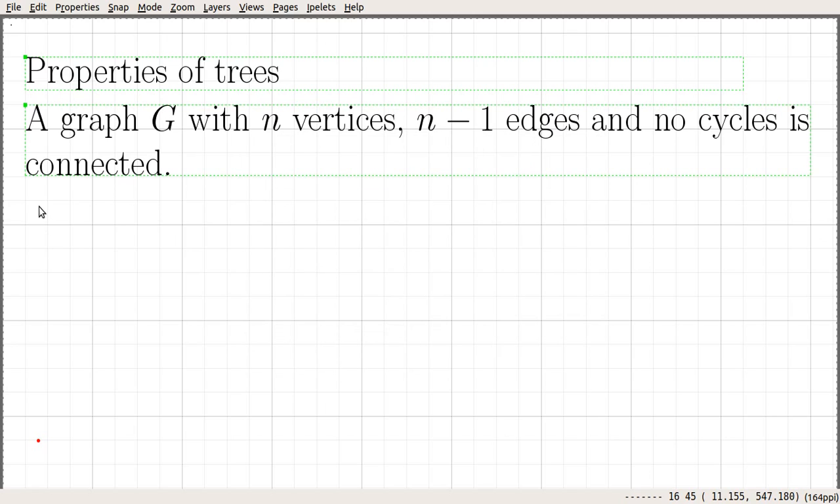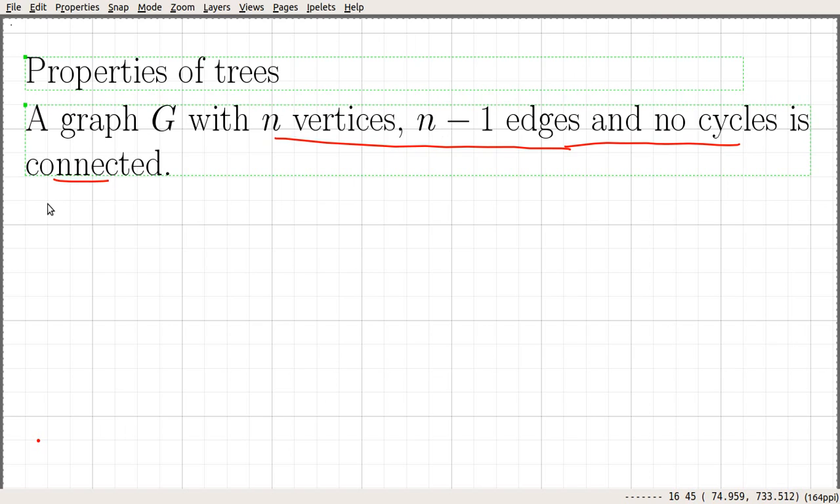Okay, so we continue our discussion on trees. In this video we are going to look at a property of trees. The statement of the theorem reads as follows: a graph G with n vertices and n minus 1 edges and no cycles is connected. So if you have a graph with n vertices and n minus 1 edges, and if the graph has no cycle, then it is connected.